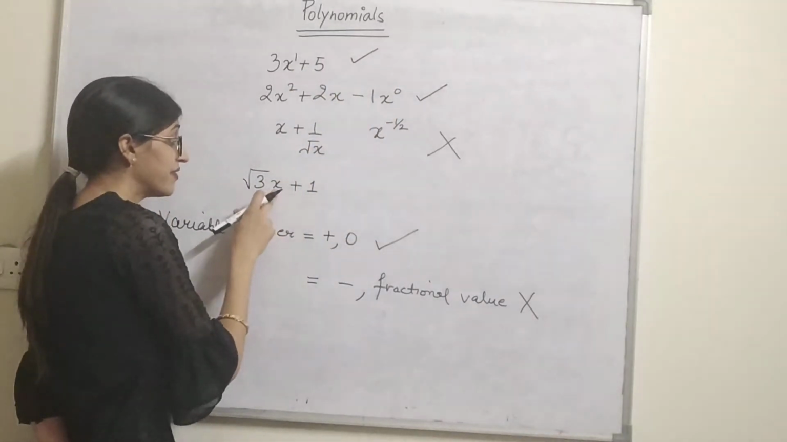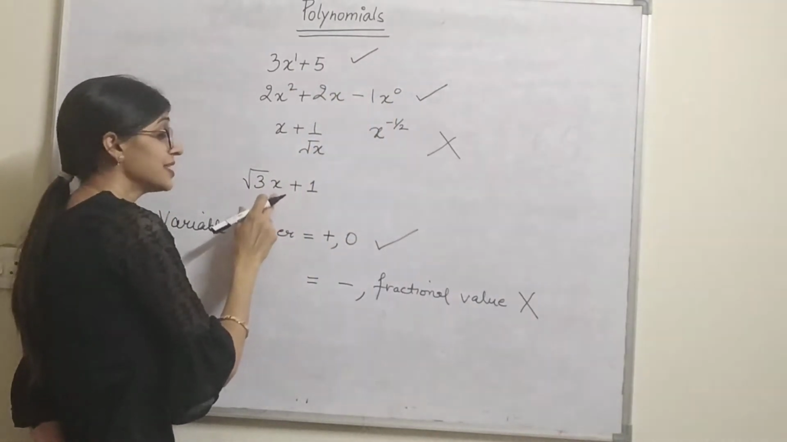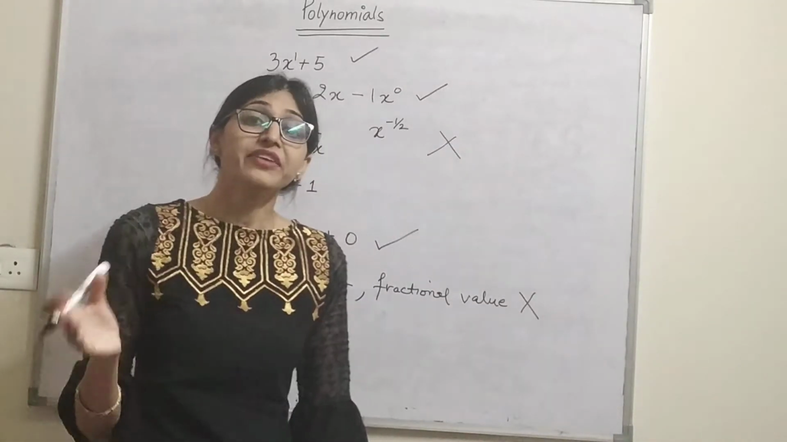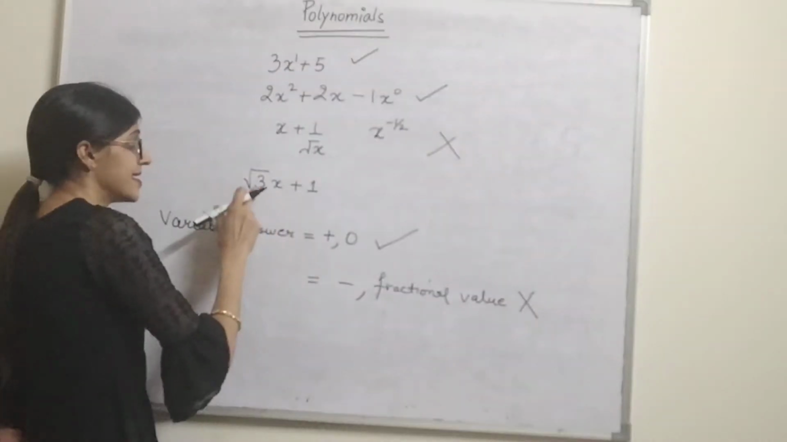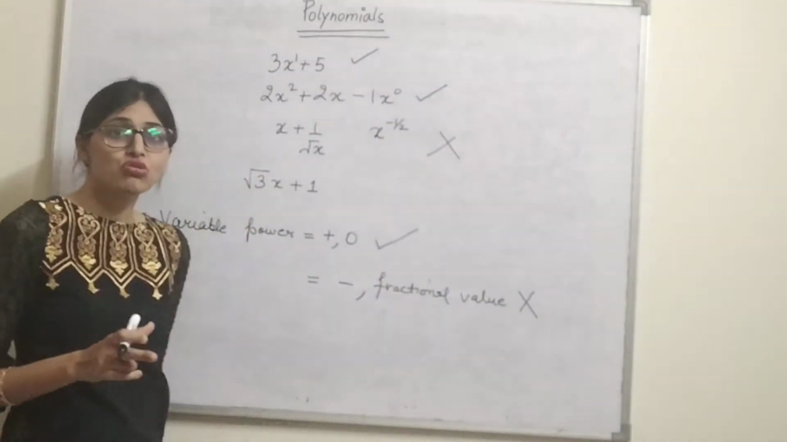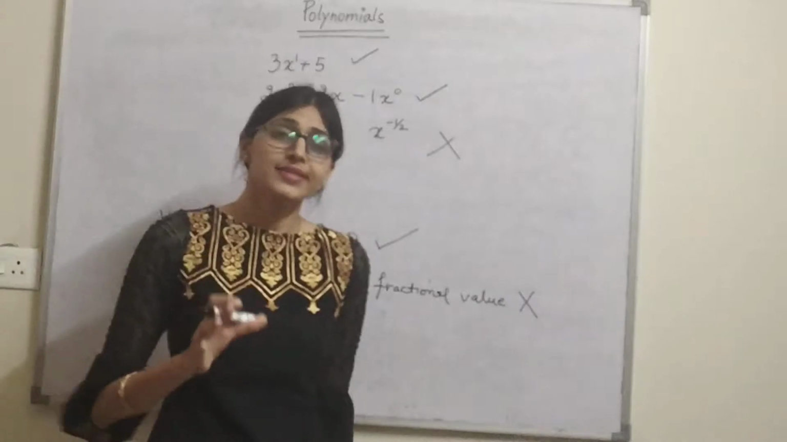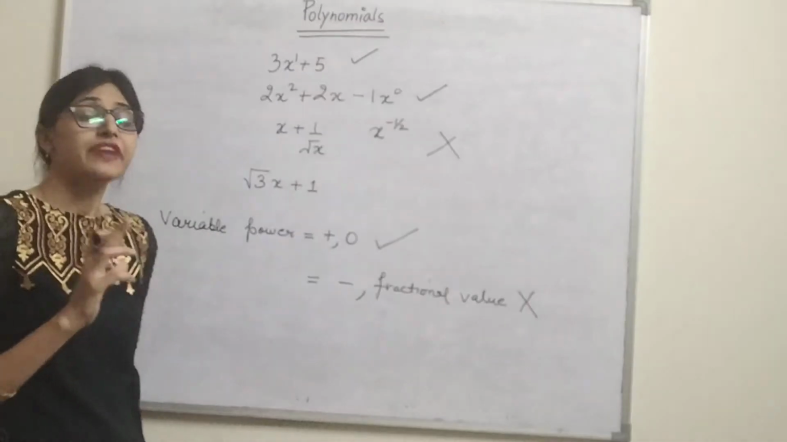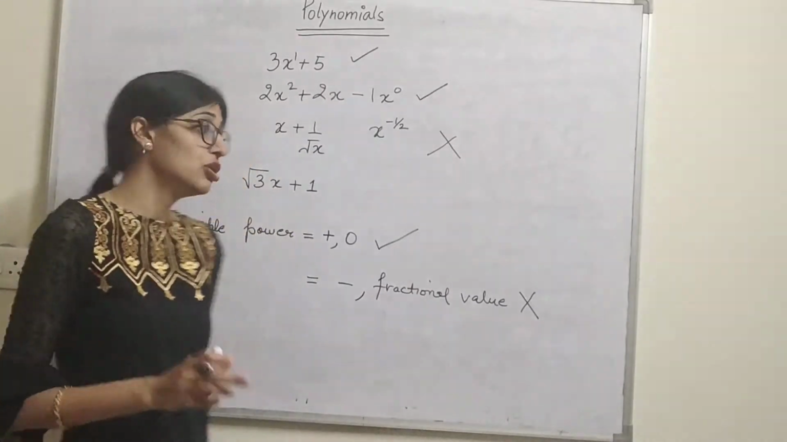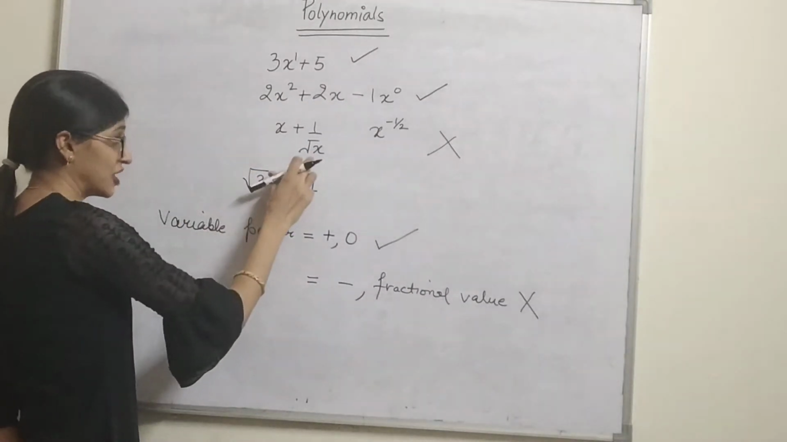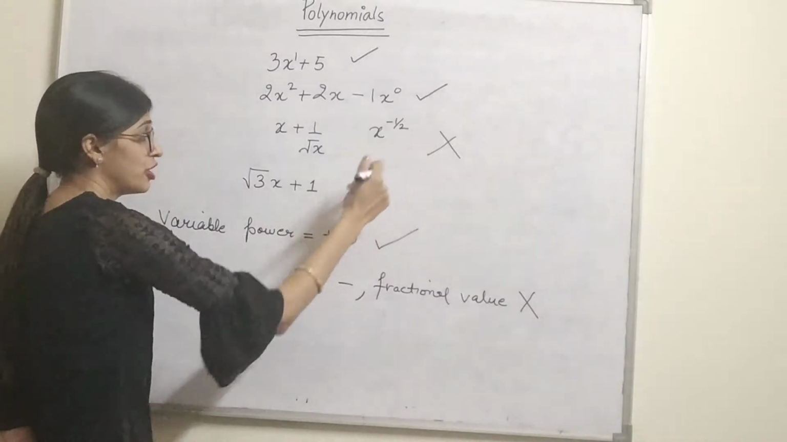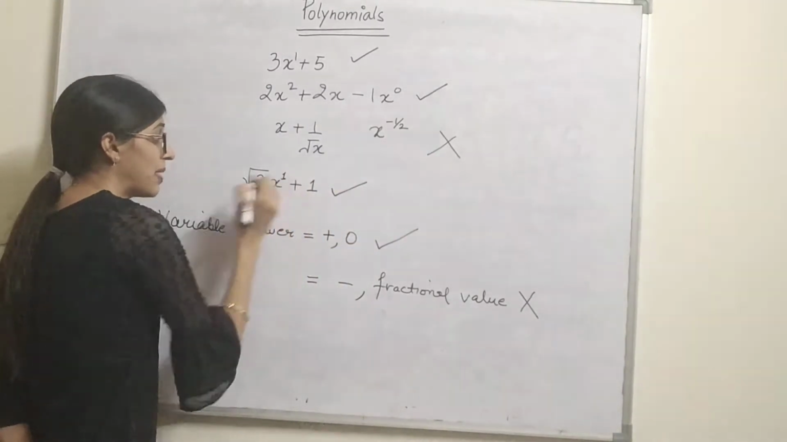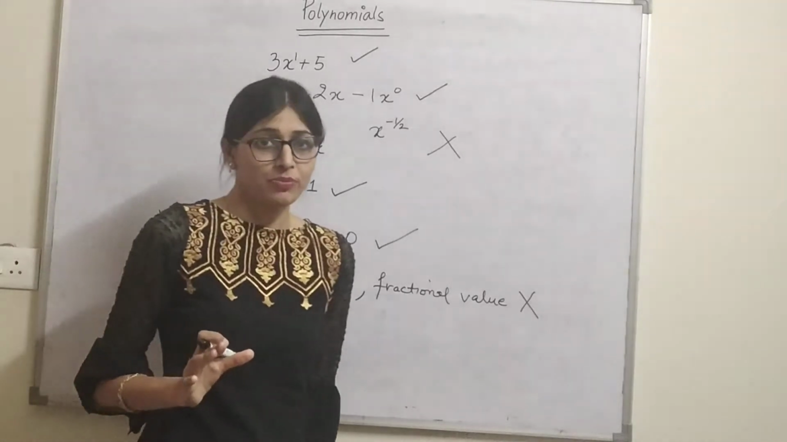Here the power of x is positive. You just need to check the power of the variable. You don't have to do anything with the power of the constant. If the constant is under root, no issues. Constant can be under root. But the variable cannot have a fractional value or a negative value. If the variable has a fractional power, then it is not a polynomial. If the variable has positive power, then it is a polynomial.